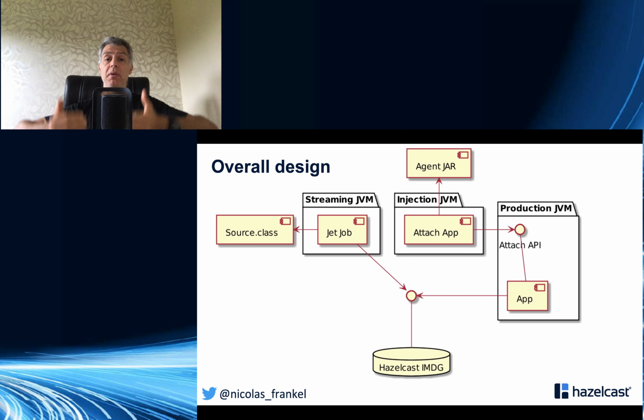So back to our application. Now we have all the pieces. We have the attach API, we have the instrumentation API, and we have the streaming API. So let's bring everything together. Let's talk first about the production JVM.